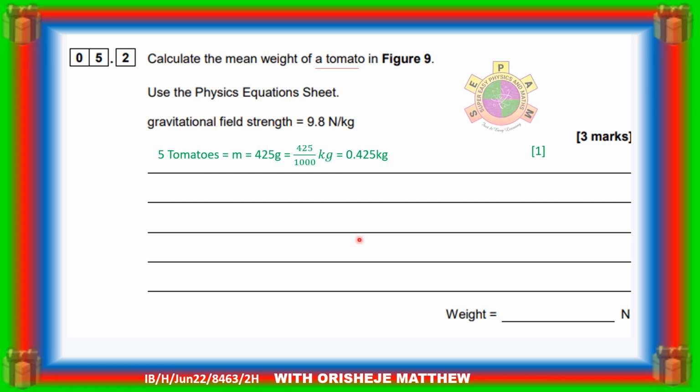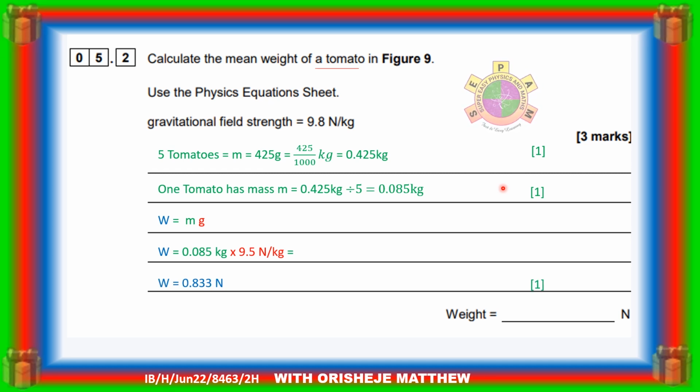So that your values will be uniform. The mass of 1 tomato is going to be 0.425 divided by 5. That gives you the mass of a tomato. If you can get your procedure to this point, you have 2 marks out of the 3 marks awarded to this question. Then next, use the formula for weight, which is mass multiplied by strength of gravity. Then substitute your values. You have your answer. The weight of 1 tomato is 0.833 Newton.